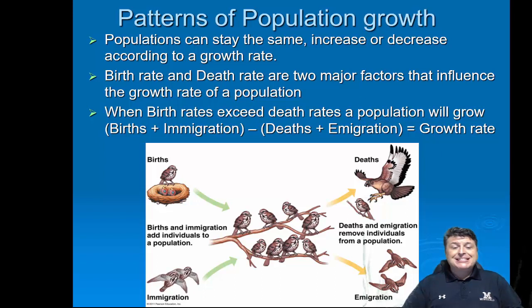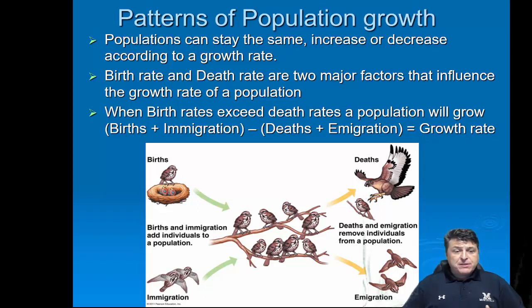Additionally, you might see some other factors that can increase and decrease a population. You may have immigration, where members of another population come in and join to add to a population. And then you may also have emigration, where you have individuals leaving. So our births and our immigration will increase a population, whereas deaths and emigration will decrease a population.